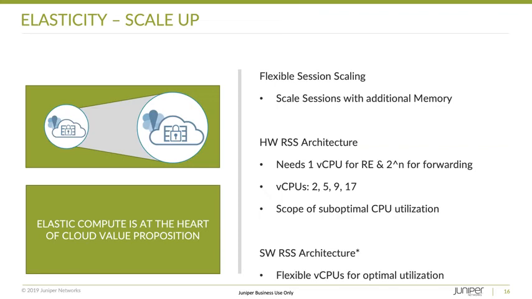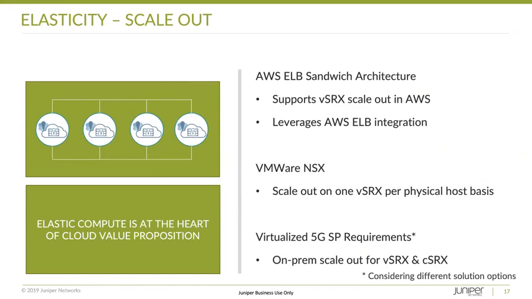And of course, scale out. We don't talk very much about the public cloud today, but the same applies if you have a load balancer, for instance. To scale out, we do support that in AWS, where we have the Elastic Load Balancer integration that we've done, which means the VSRX will be handled by AWS. If you have multiple VSRX, they will be load balanced using AWS services. And we have similar things for Azure as well.